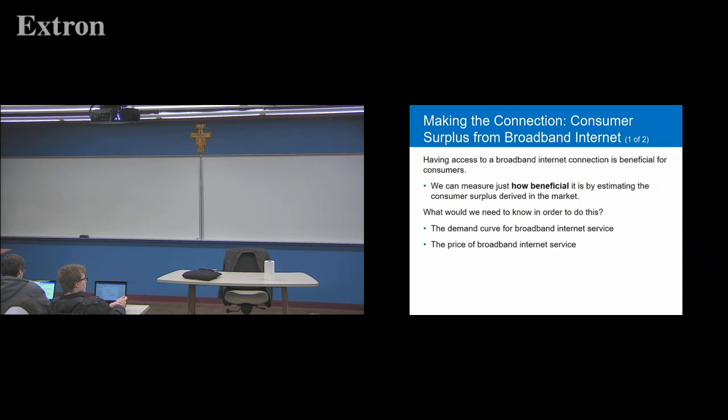Okay, so let's think about the internet. Who here has the internet at home? I had to check to see if anyone didn't. I mean, this is a pretty rural area.